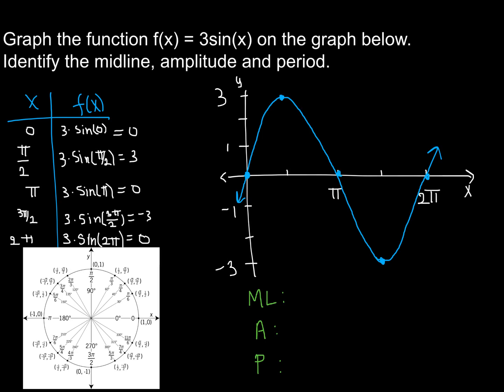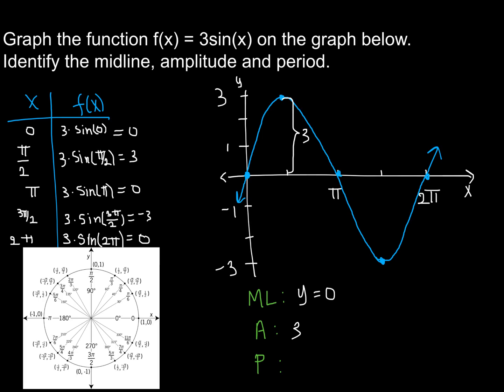Okay, so the midline is, of course, halfway in between the maximum point and the minimum point. The maximum point is y equals 3, and the minimum point is negative 3, and so the midline is halfway in between, which is y equals 0. And the amplitude is going to be the distance from the maximum point to the midline, and that is a distance of 3, and so the amplitude is going to be 3. The period is the distance it takes to go from one maximum point to another maximum point.